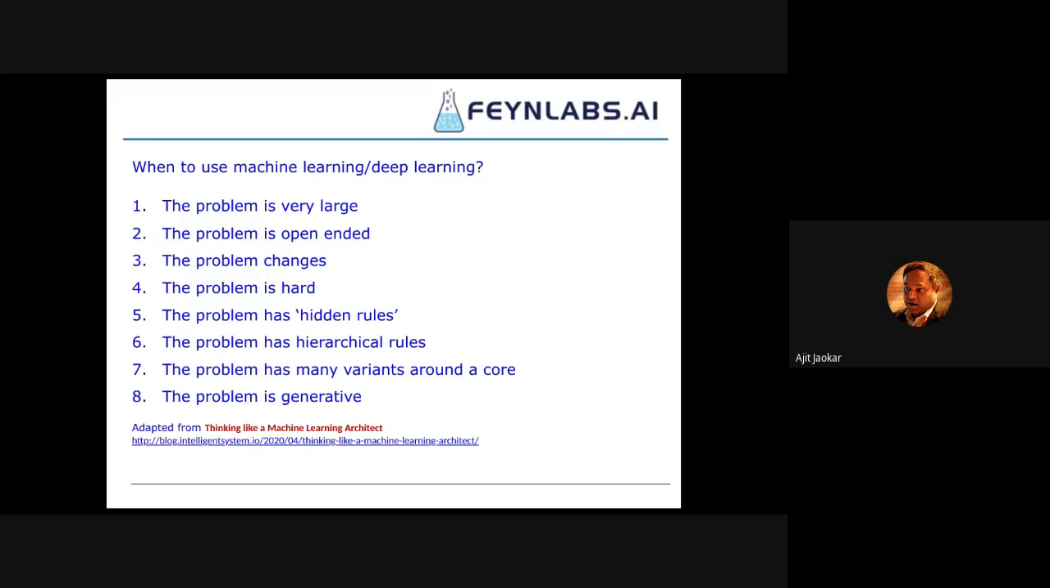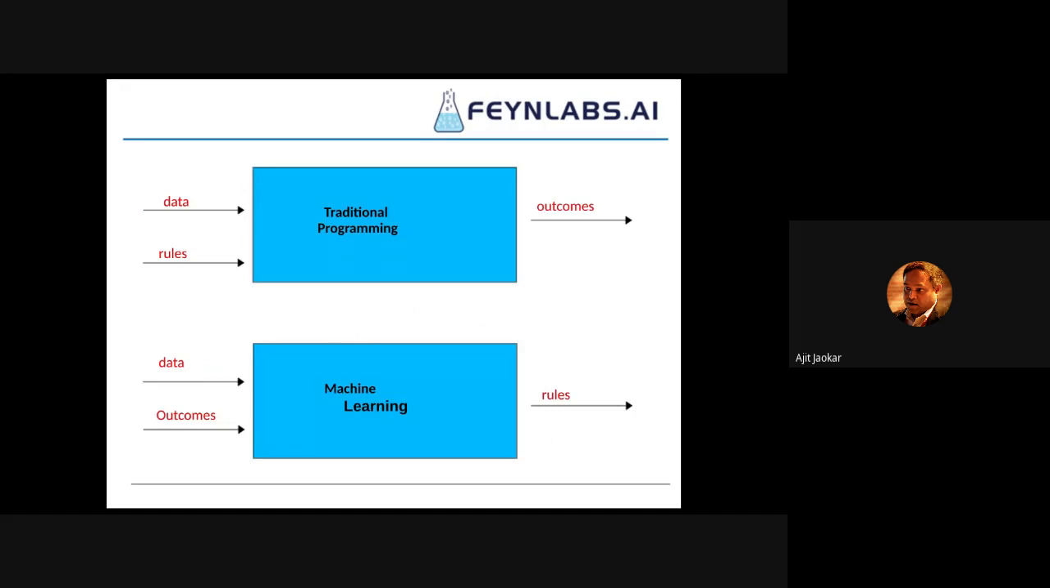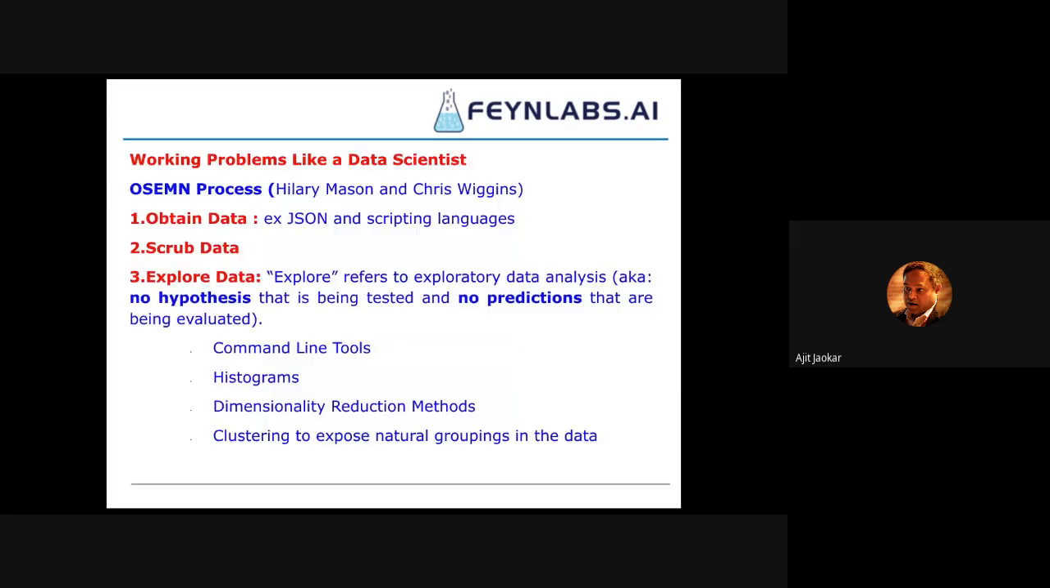Now, there are specific problems where AI is good, and they include problems which are very large, problems which are open-ended, problems which have hidden rules, hierarchical rules, or are generative and things like that. There are certain examples which I will come back to. And the other thing to remember is that in traditional programming, you have the data and the rules and you get the outcome. In AI, you get the data and outcome, and through that you find hidden rules. So the objective is to find the hidden rules behind something. This is the general principle.